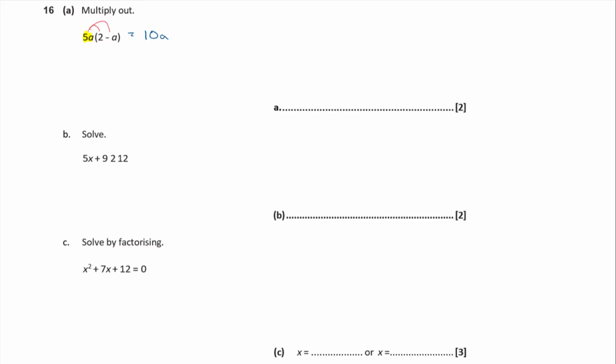And 5a times minus a, I'm going to have a minus in between. a times a is a squared, so 5a times a is 5a squared. So that's what my answer is: 10a minus 5a squared.